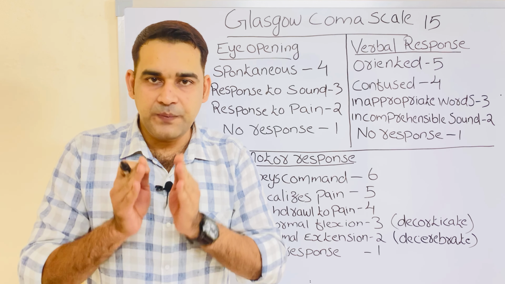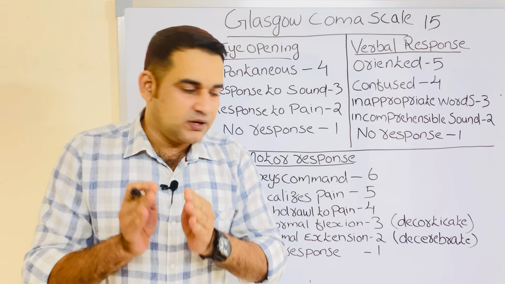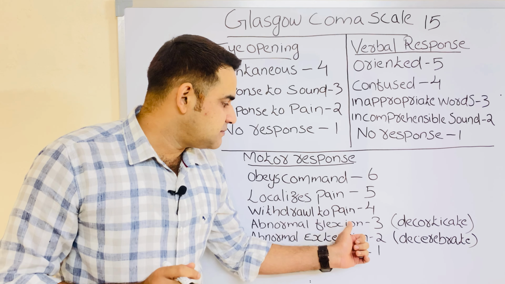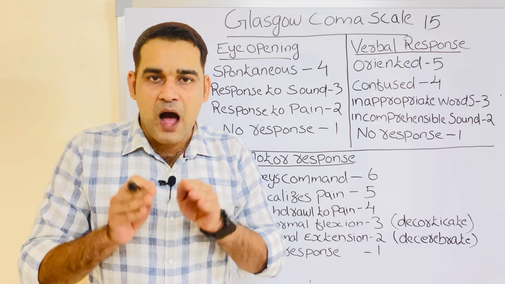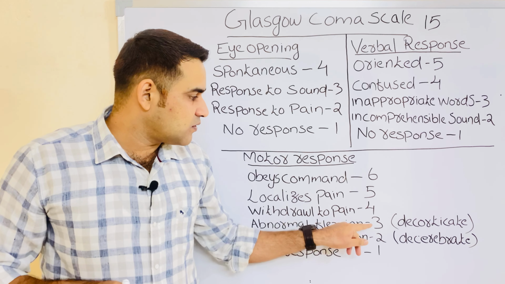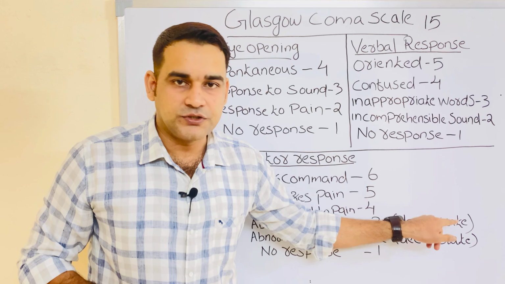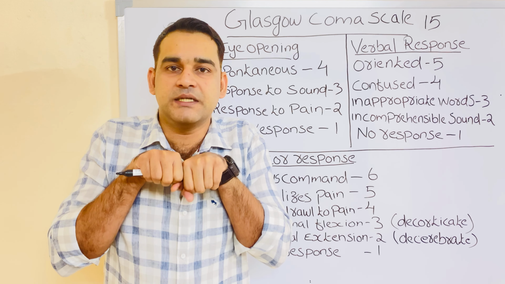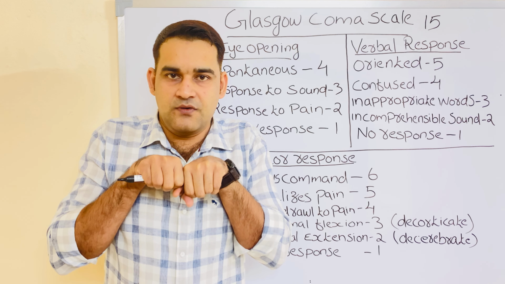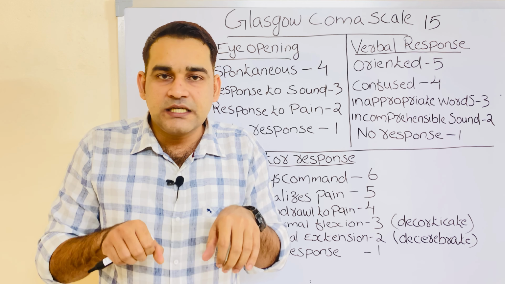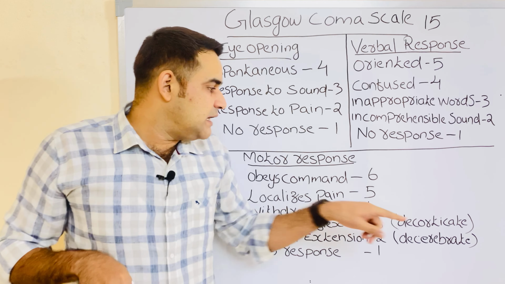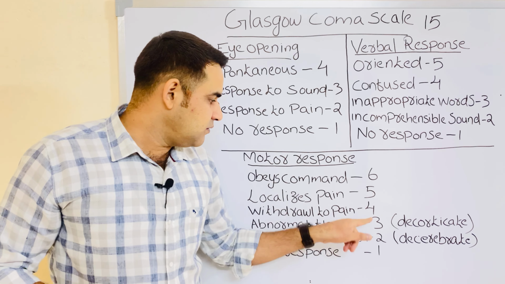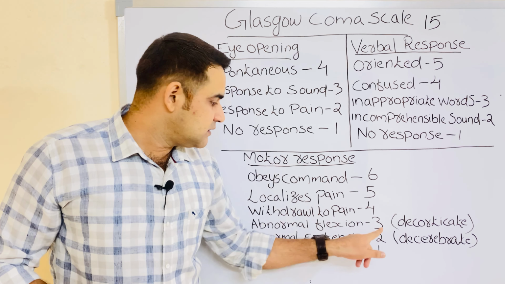While giving the pain stimuli, abnormal flexion is occurring. The patient is maintaining an abnormal flexion. That is also called decorticate posture. Decorticate posture. Like this the patient is maintaining the position. Like this the patient will hold the hand. While giving the pain stimuli, your patient is holding the hand like this. That means decorticate posture, that is abnormal flexion. You can give 3 mark.